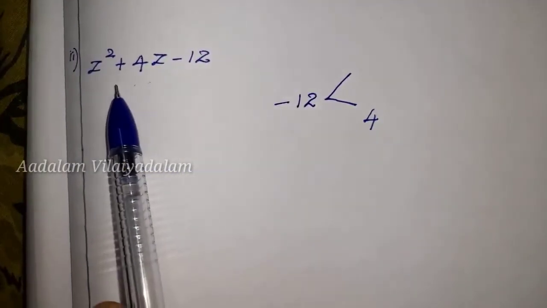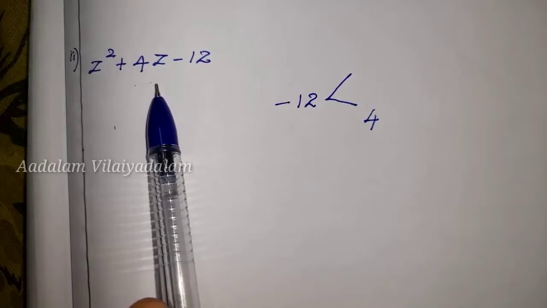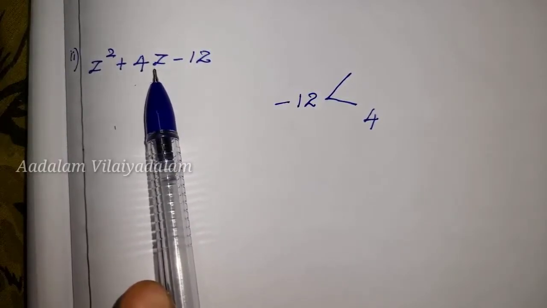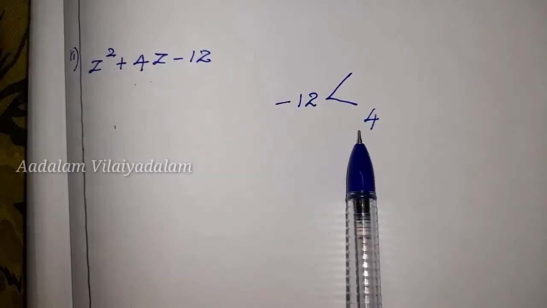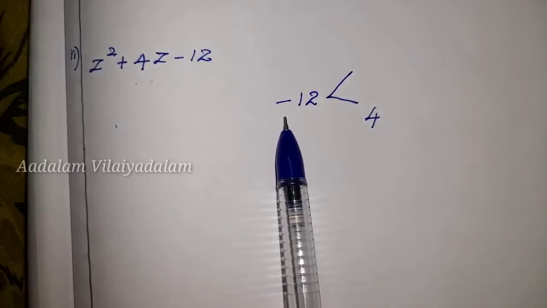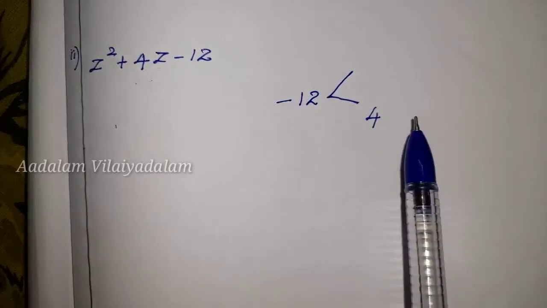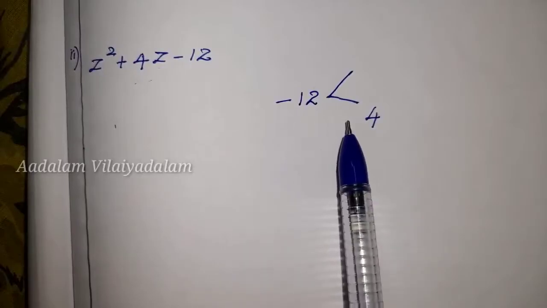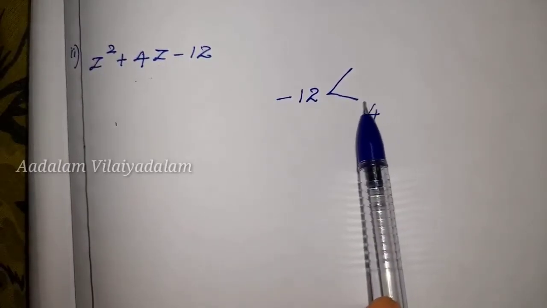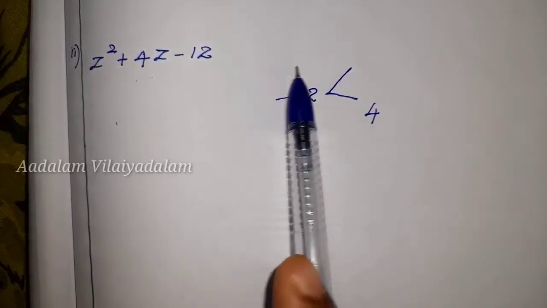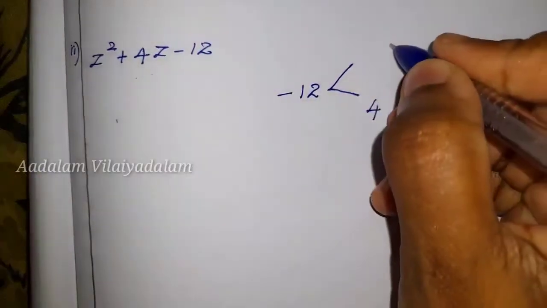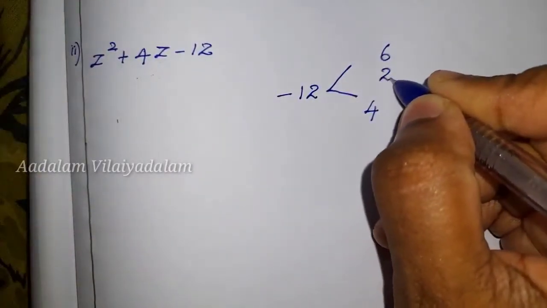Second question, z square plus 4z minus 12. Here the sum of the factors is the coefficient of z, 4, and the product is minus 12. So we know the factors of 12: 1 times 12 is 12, 6 times 2 is also 12, 4 times 3 is also 12. But the sum should be 4 and the product should be minus 12. So the only possible is 6 and 2. That is 6 times 2 is 12.